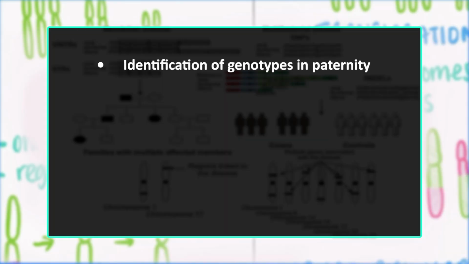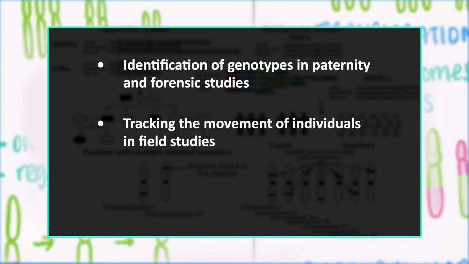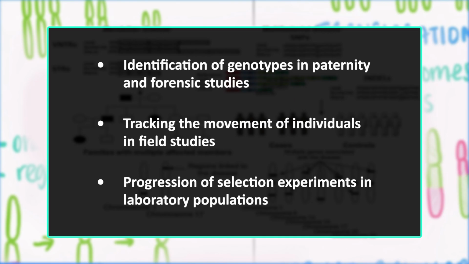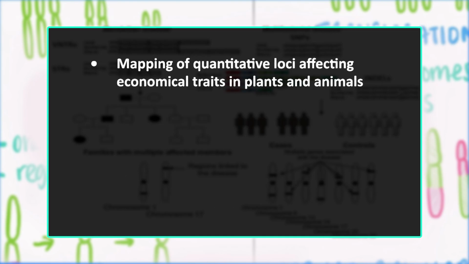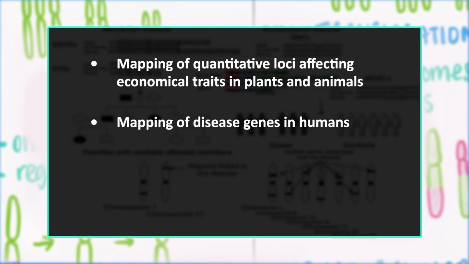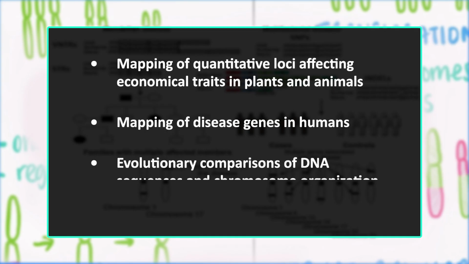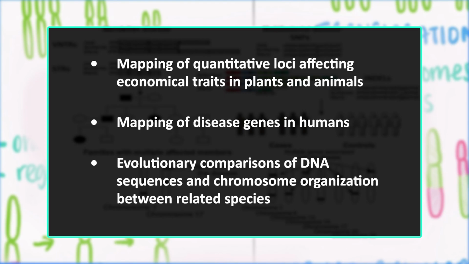These investigations cover a wide berth of objectives, including identification of genotypes in paternity and forensic studies, tracking the movement of individuals in field studies, following the progression of selection experiments in laboratory populations, mapping of quantitative loci affecting economical traits in plants and animals, mapping of disease genes in humans, and evolutionary comparisons of DNA sequences and chromosome organization between related species. The uses of genetic polymorphisms are almost endless.